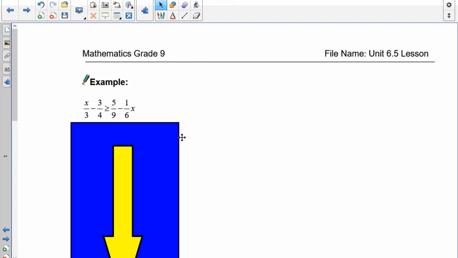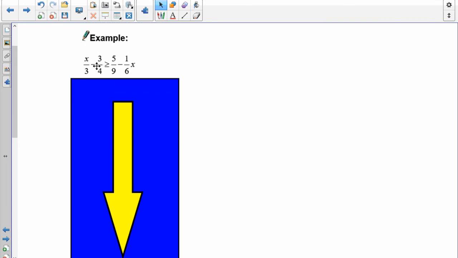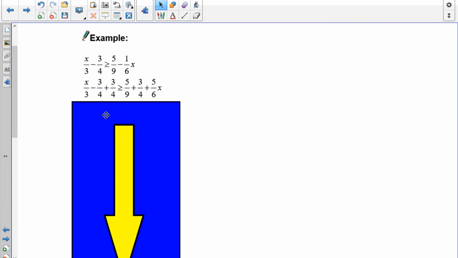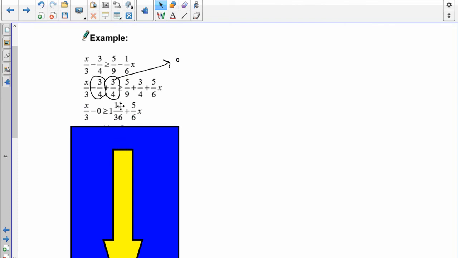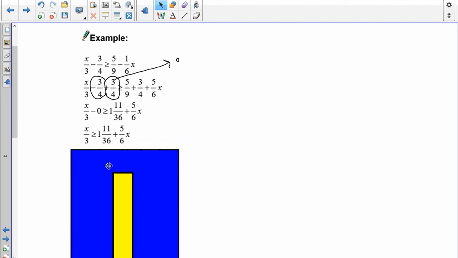All right, well, first thing I'm going to do is get rid of the subtract 3/4, and I'm going to do that by adding 3/4 to each side. Now if you look right here, this is a negative 3/4. I put the negative 3/4 with the positive 3/4, and this is going to go away and make a 0. Right? Now 5/9 plus 3/4, we can do that on your calculator, and you'll get 1 and 11/36. You might also have had 47/36 if you kept it in improper form. So getting rid of the 0, we're now down to here.